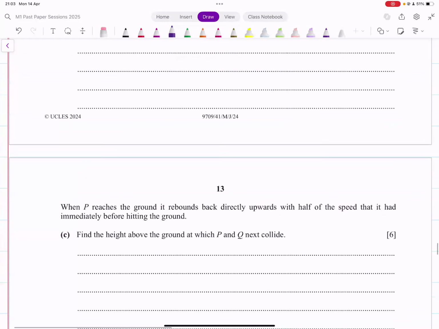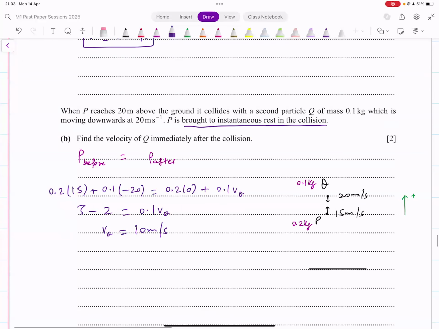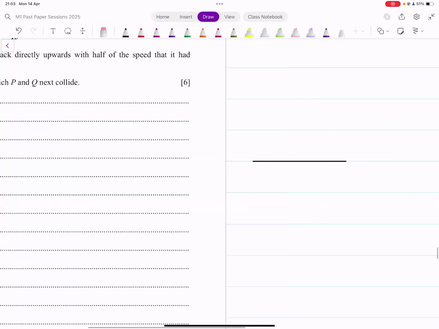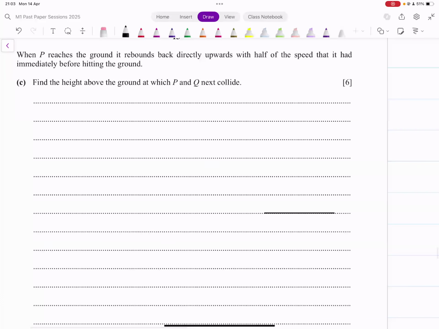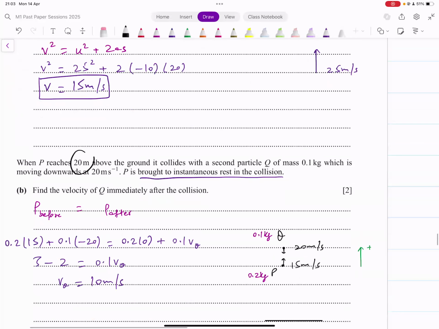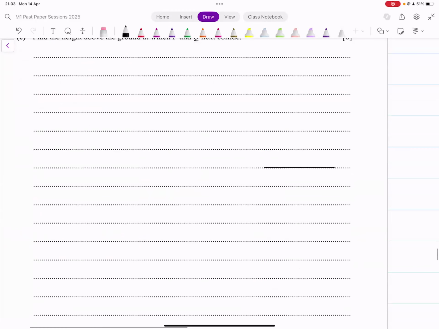Okay, let's think about this. So we have the ground level somewhere. And what's happening is, think about the point of collision, first of all. Do we know where collision happens? It happens 20 meters above the ground. So we know the starting point. The collision happens 20 meters above the ground. Collision is happening.